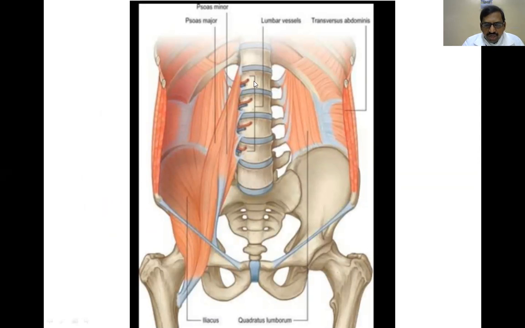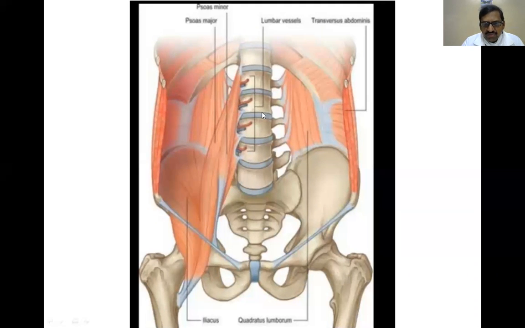Here, the osseous part, that is the bony part, is formed by the lumbar vertebrae and intervertebral discs. The bodies of the 5 lumbar vertebrae and the ala of the sacrum are also taking part in the formation. Okay, these are the bones which are taking part in the formation of the posterior wall. That is the bony part of the posterior wall.